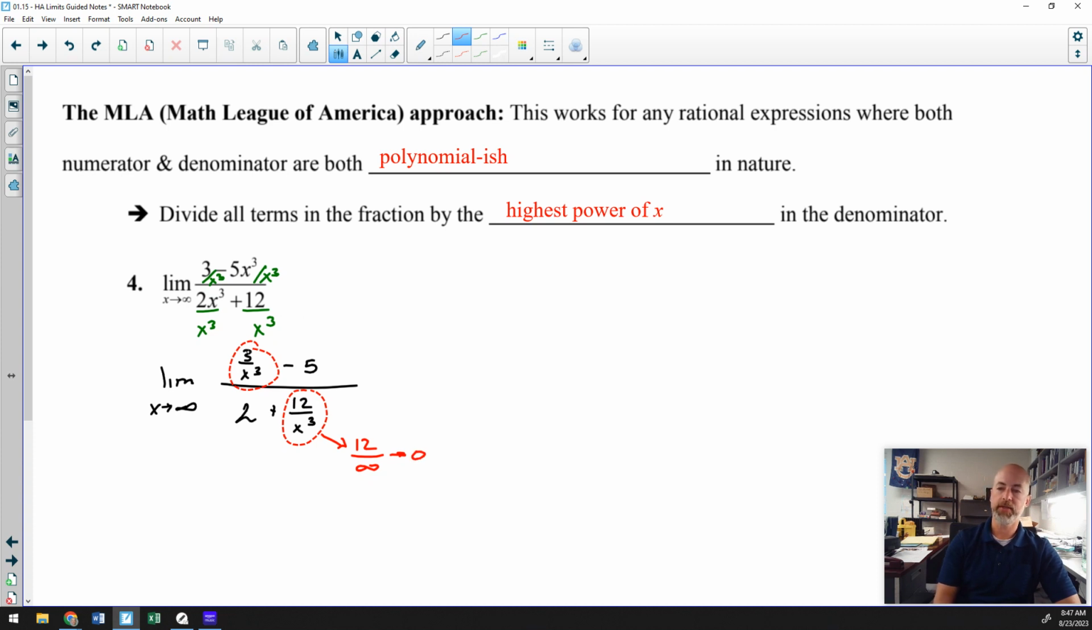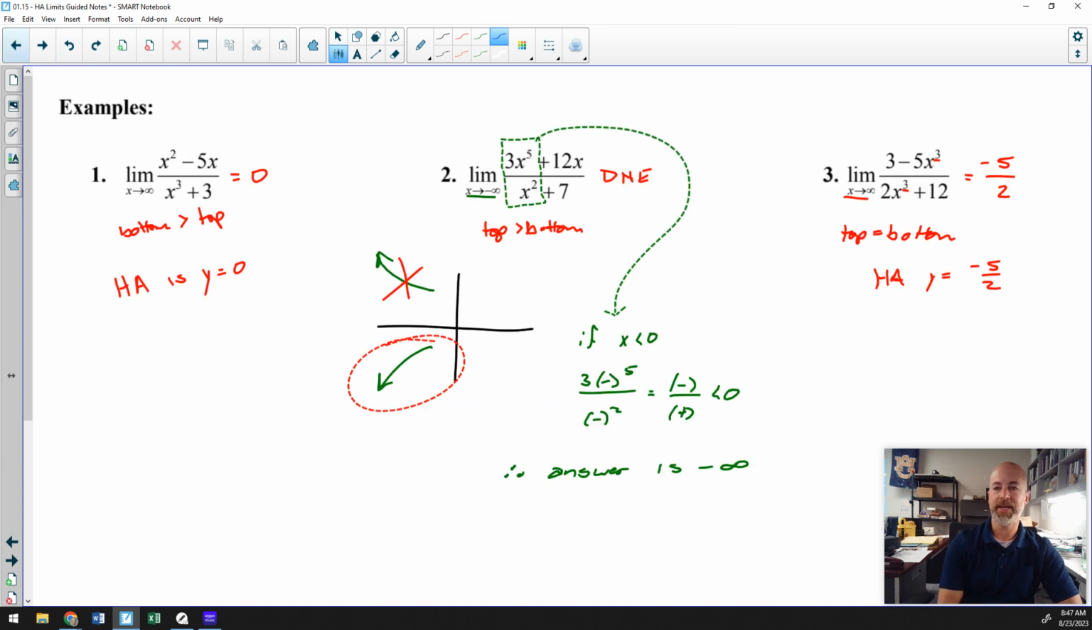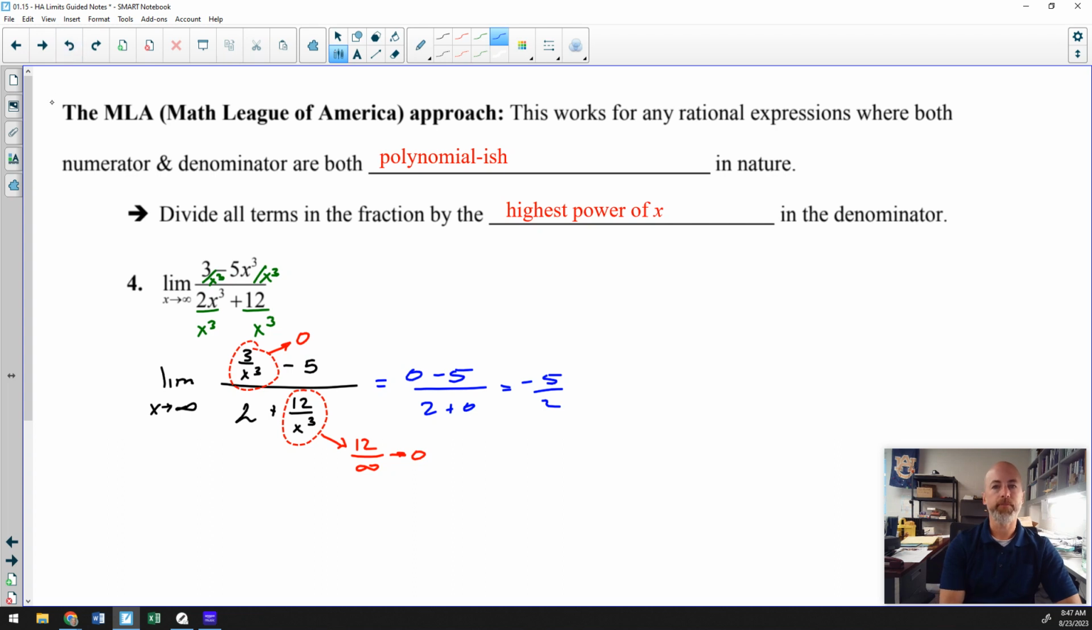The same thing's going to happen on top. 3 divided by infinity cubed, that's going to go towards 0. And so the answer to this limit would be 0 minus 5 over 2 plus 0, which is the same thing as negative 5 halves. And that is the same thing we got. I'm going to go back. I don't know if you noticed, number 4 here is the exact same as number 2, and we did indeed get the same answer of negative 5 halves.